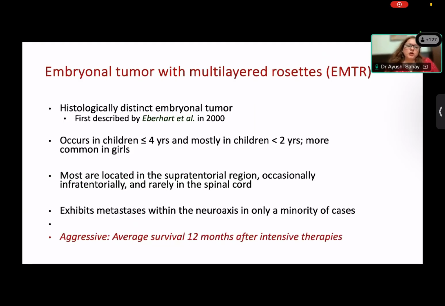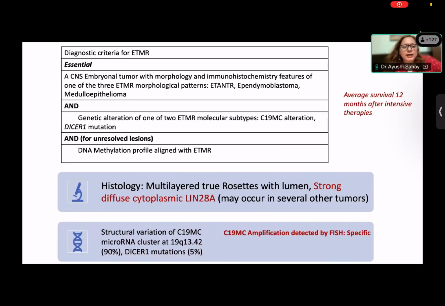Okay. Also, just a little bit about the ETMR. They occur mostly in children less than 4 years, and they are located in a supratentorial location. Sometimes we have seen them in the posterior fossa also, and they exhibit metastasis into the neuraxis less commonly, but still they're very aggressive, with an average survival of only 12 months even after intensive therapy. And these are the essential and diagnostic criteria for ETMR.